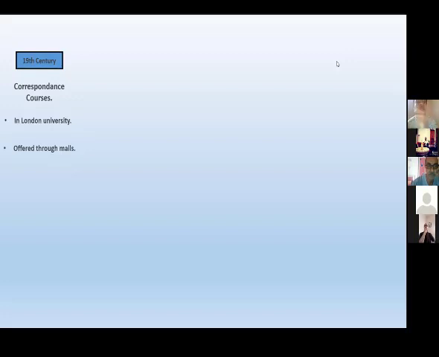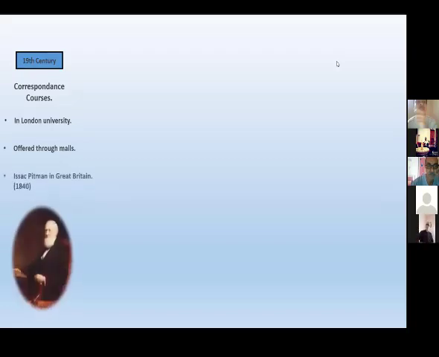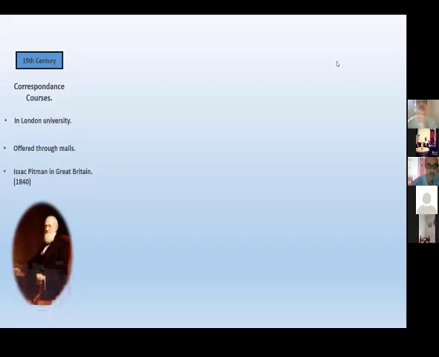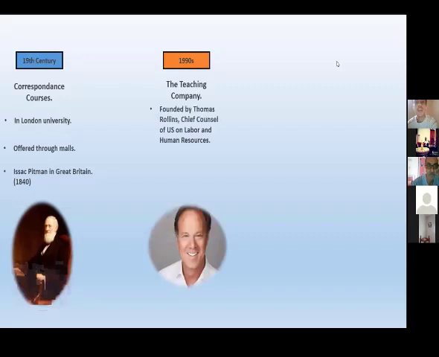When talking about correspondence, we should mention the pioneer, the father of distance learning, because he was the first to offer correspondence courses in 1840 to teach his students the shorthand system, which is a brief writing using symbols to indicate words. Now let's move to the 1990s of the 20th century, when the Teaching Company was created by Thomas Rollins, the former chief counsel of U.S. Labor and Human Resources. The Teaching Company offers lectures via CDs and VHS tapes.